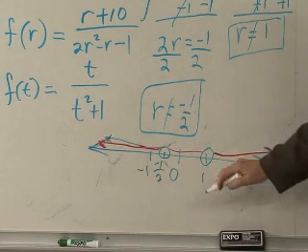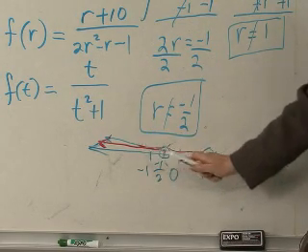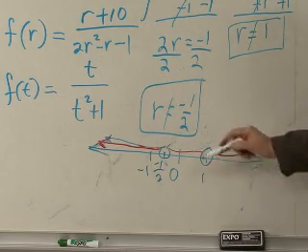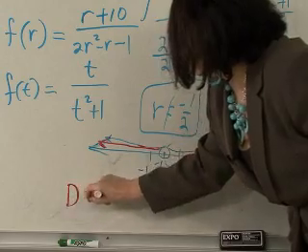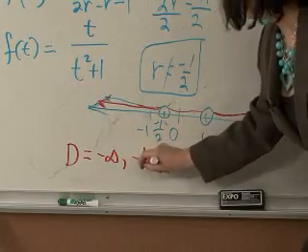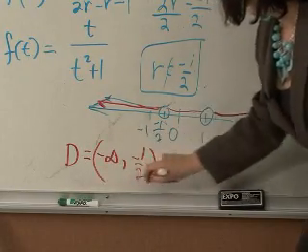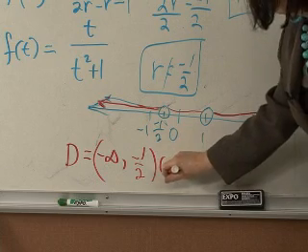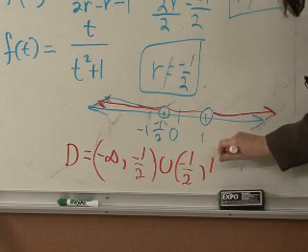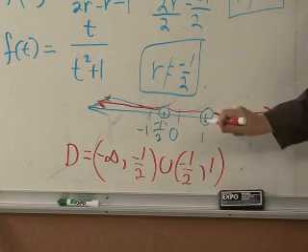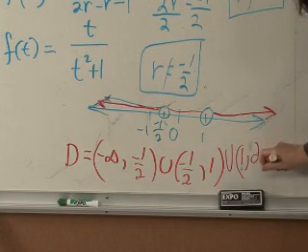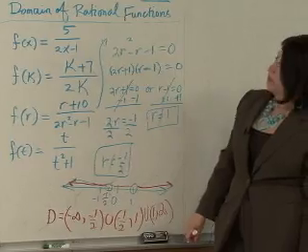And so how do we write it? Well, it looks like we have 1, 2, 3 intervals that we have to take the union of. And so to write the domain of this function, I'm going to go with the first interval, negative infinity to negative 1/2, excluding negative 1/2, union going from negative 1/2 to 1, and also exclude 1. So you're excluding both negative 1/2 and 1, union going from 1 to infinity. So that would be the domain of this function.